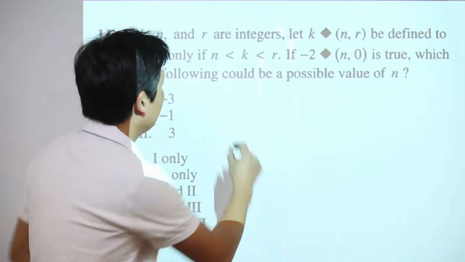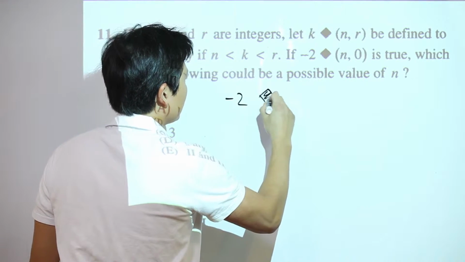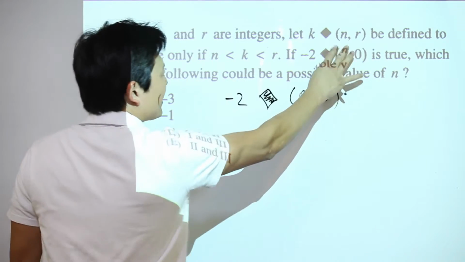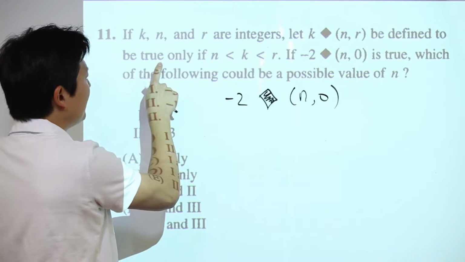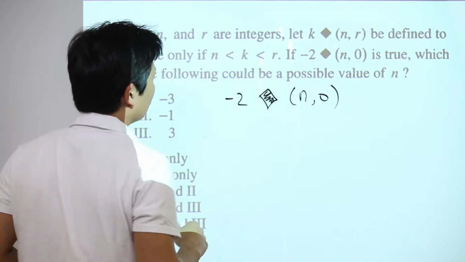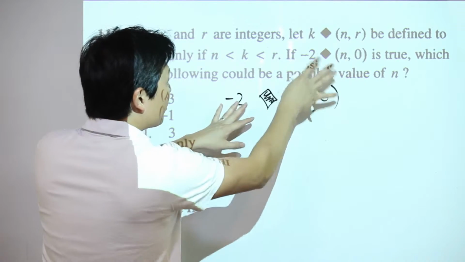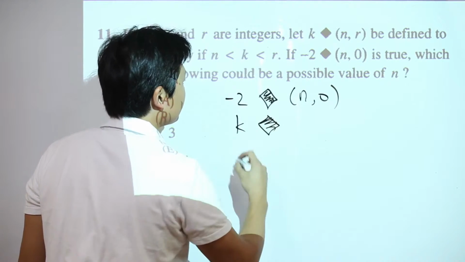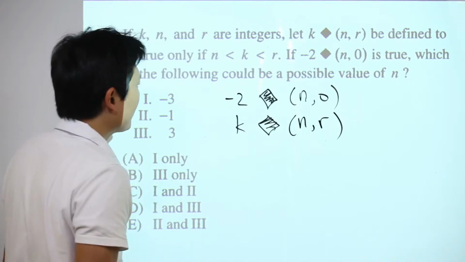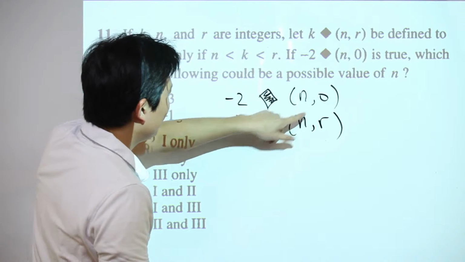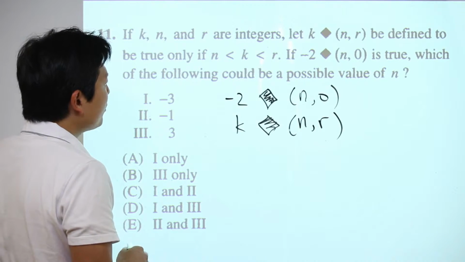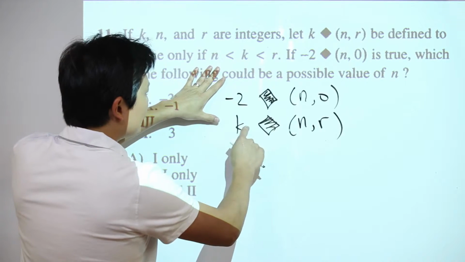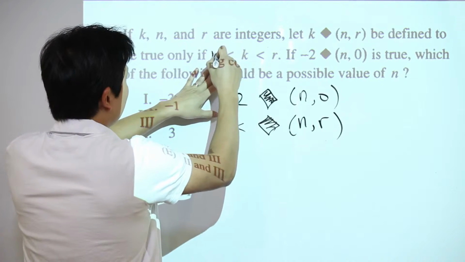If negative 2 diamond n, comma, 0 is true. Well, when is something like this true? It's defined to be true if n is less than k is less than r, right? So normally what we have here is this, k, diamond, n, comma, r, right? This is my k, this is my n, and this is my r. And they want n to be less than k to be less than r. So what is the n in my case? That's just an n, okay? So I'll leave that as an n.